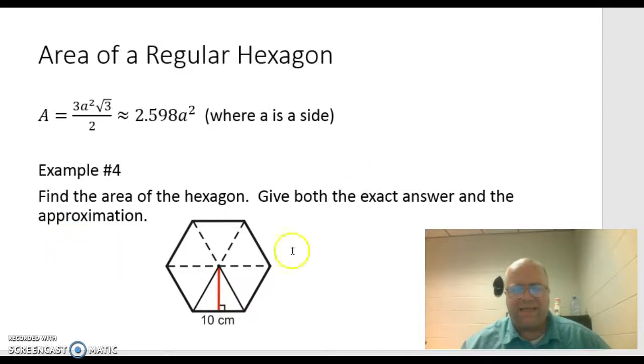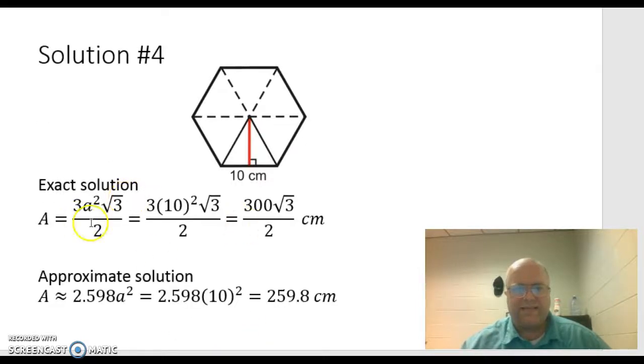So we notice that the a is a side. We have a side of length 10. So to do the exact solution, we just plug it in that first formula, and you should get 300 square roots of 3 over 2. If you put that in your calculator, you're going to get around 259.8.